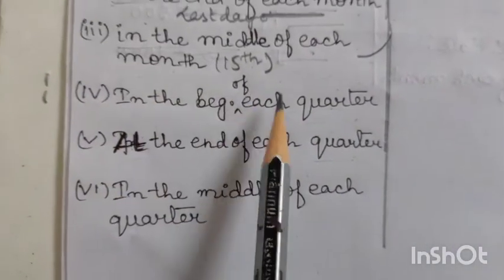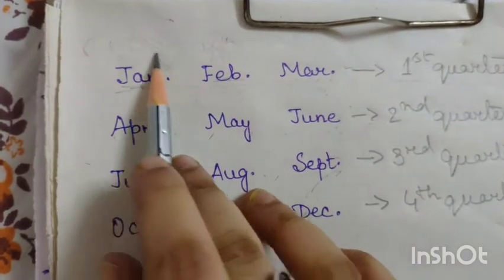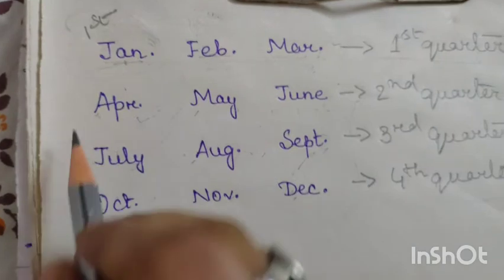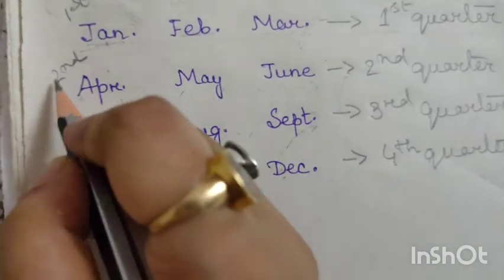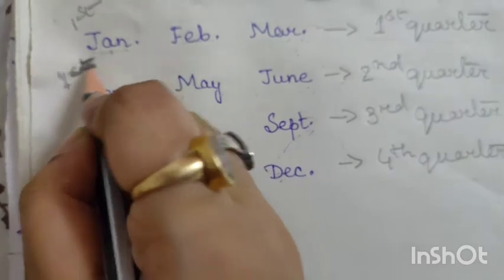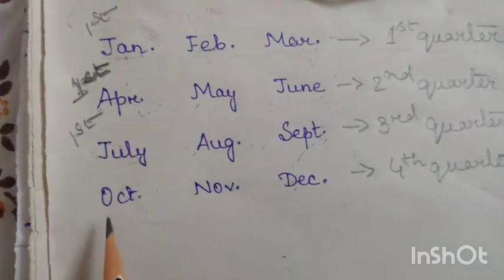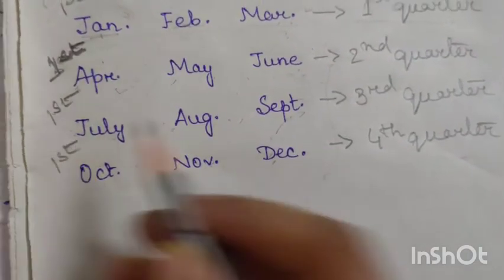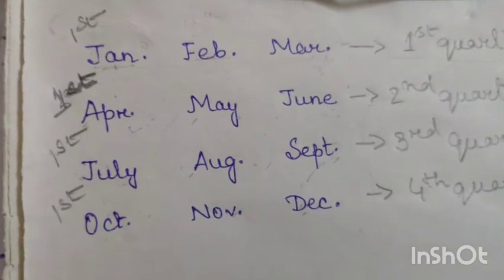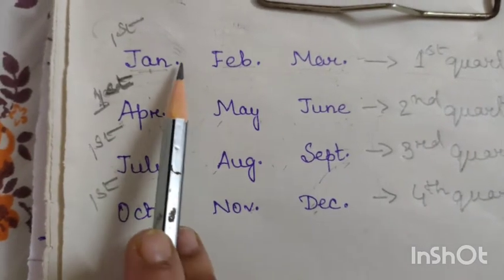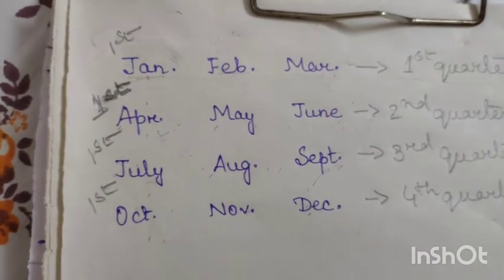Now come to the cases. Here, in the beginning of each quarter, you can withdraw money. If we are talking about the beginning of each quarter, in the first quarter it will be 1st January. In the second quarter it will be 1st April. In the third quarter it will be 1st July, and in the fourth quarter it will be 1st October. So in case of quarterly withdrawal, you will withdraw money only 4 times, and that is also in the beginning of each quarter.